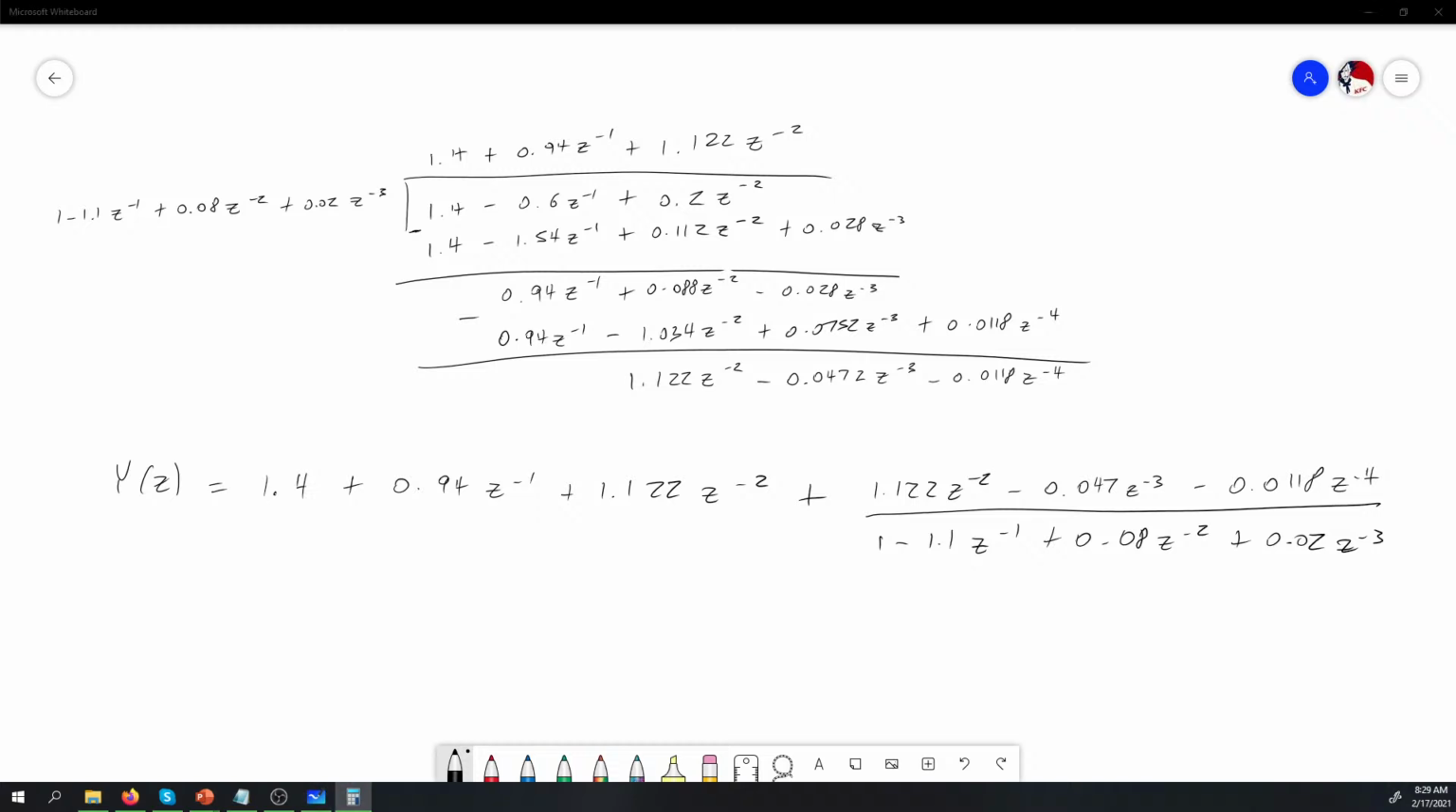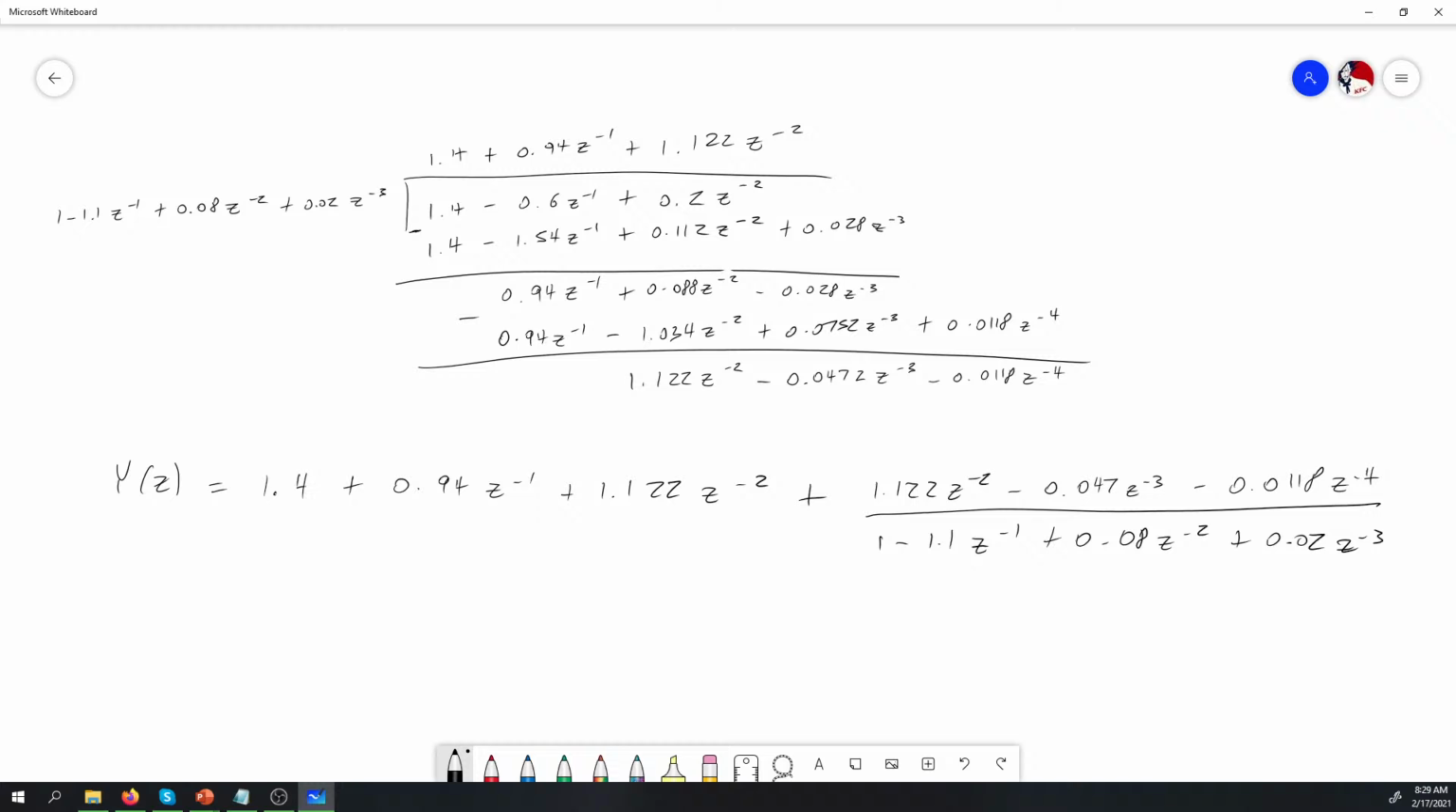Alright, so if you do encounter a question that asks you for the open form solution or the infinite solution of a Y(z) equation, you're going to be required to do long division, and the question will basically tell you up to which term to stop. So they might tell you, okay, obtain the open form solution up to the z to the minus 2 term or up to the z to the negative 3 term.